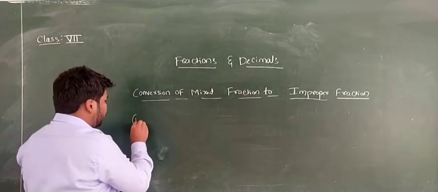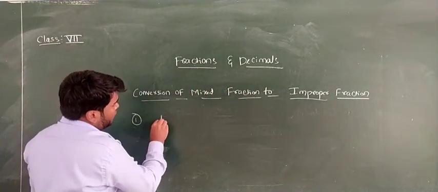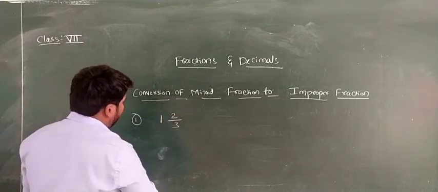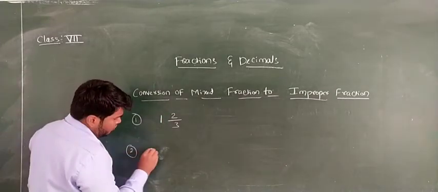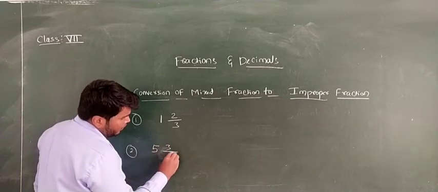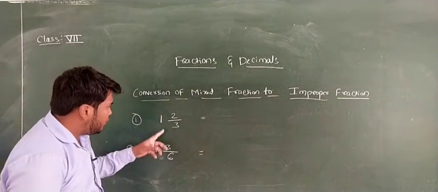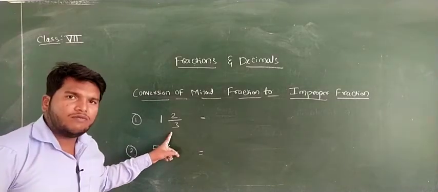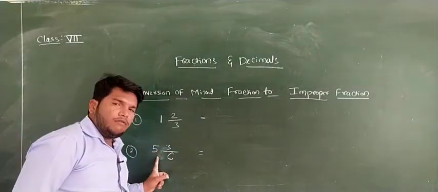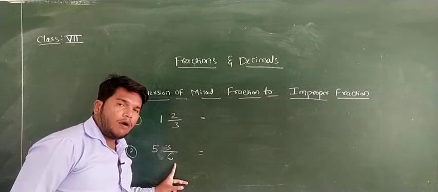For the first example I choose 1 integer 2 by 3, and for the second example I choose 5 integer 3 by 6. Now I want to convert these. Here 1 integer 2 by 3 is in the form of a mixed fraction, and similarly 5 integer 3 by 6 is in the form of a mixed fraction.